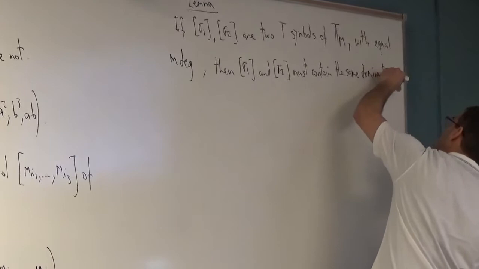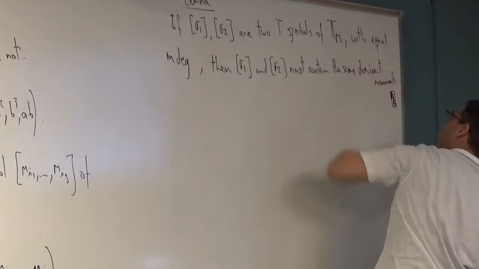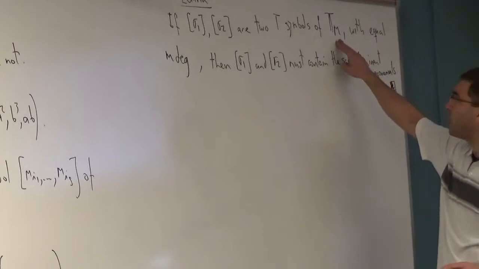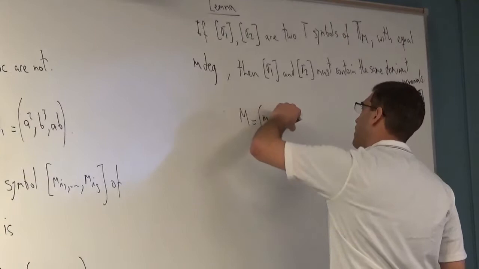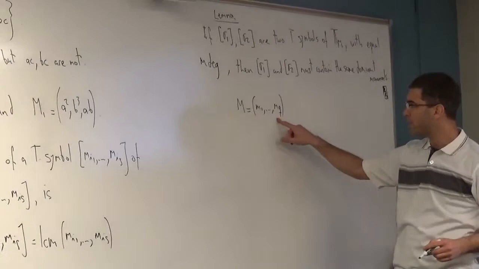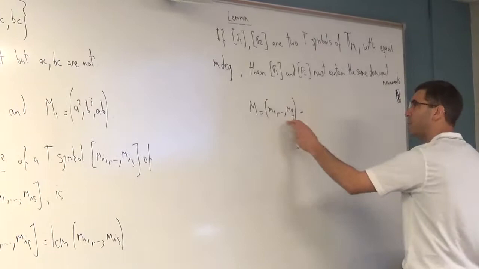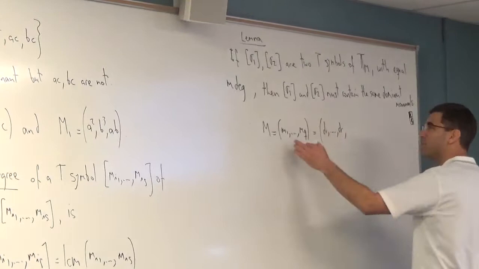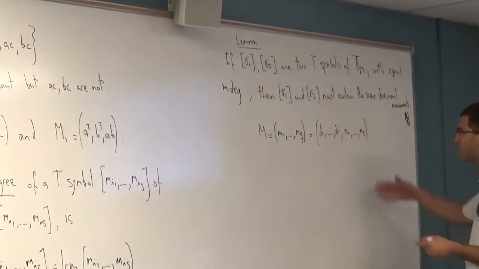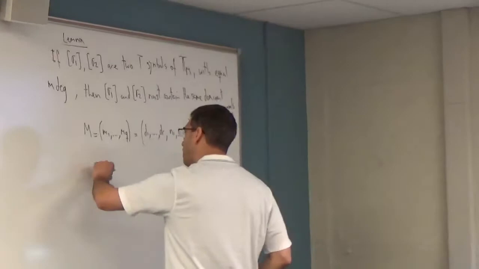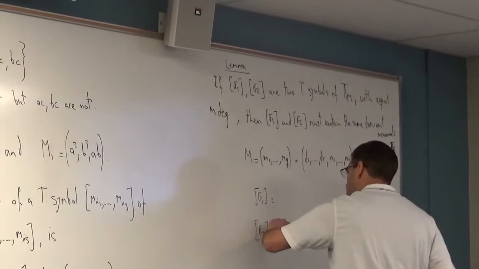We are not going to prove the lemma, but we want to interpret the lemma. So the idea is this. Let's say that we have a monomial ideal M equal to (M1, ..., MQ) as usual. Well, something we can always do is classify these monomials as being dominant or non-dominant, right? So let's say that R of these monomials are dominant, and the other S monomials are non-dominant. So D stands for dominant, N stands for non-dominant. And now suppose that we have two Taylor symbols with equal multi-degree. We are under the hypothesis of this lemma.